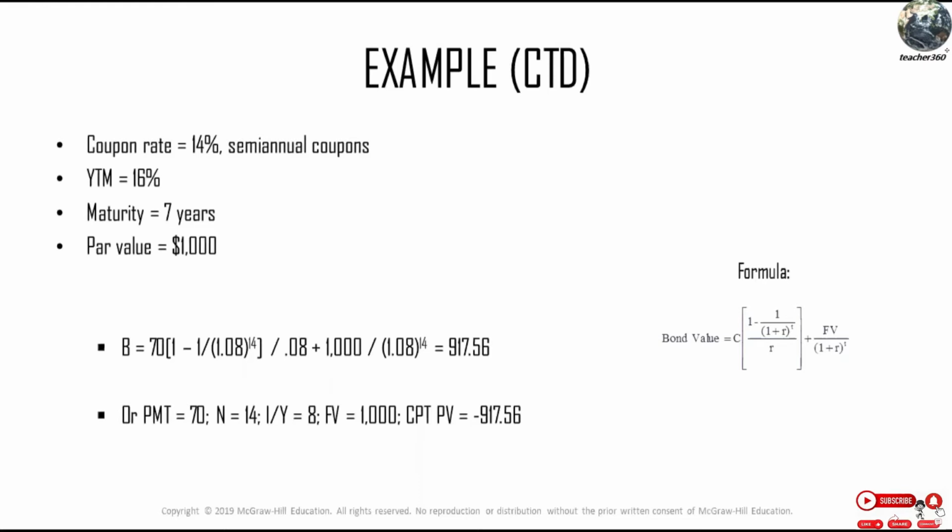Par value is 1,000. Since your coupon rate is 14% and it is semi-annual, your semi-annual coupon rate should be 14% divided by 2, which is 7%. Similarly, since your YTM is 16%, for semi-annual it should be 8%. And your maturity period is 7 years, but your coupon payment is semi-annual, so your maturity period will be 7 times 2, which is 14. So your total number of periods is 14, and par value is 1,000.